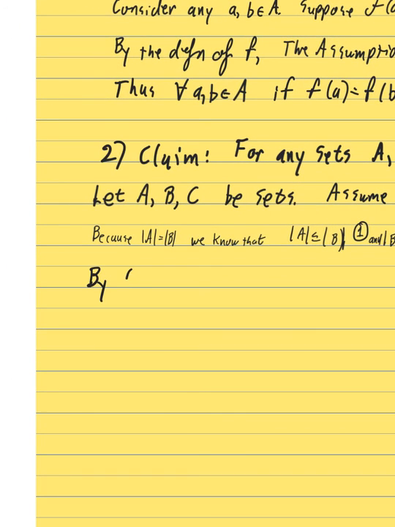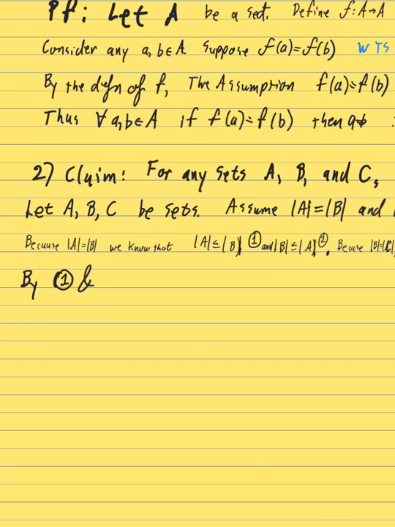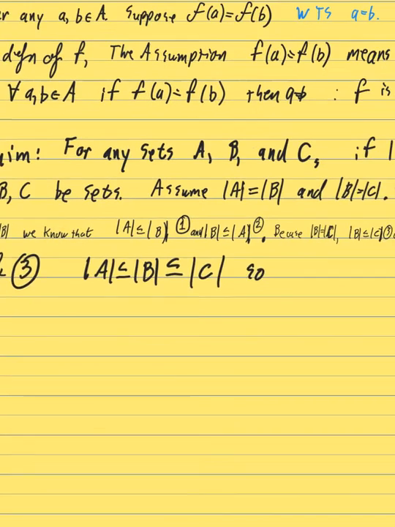By 1, I know that the size of A is less than or equal to the size of B. And I know that the size of B is less than or equal to the size of C. Let's just keep track of which one tells me that. By 3, I know that the size of B is less than or equal to the size of C. You have the notes in front of you. I, however, just have the homework list, which tells me which item to use.